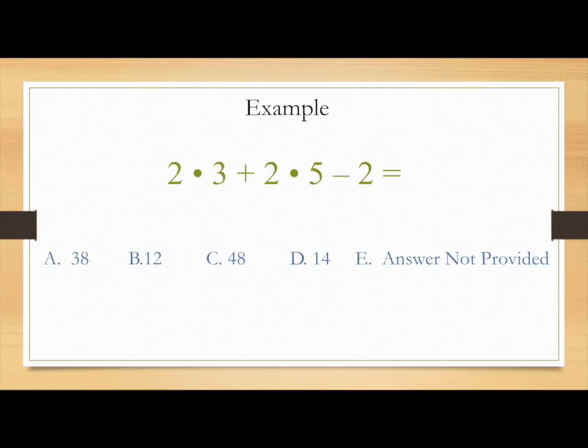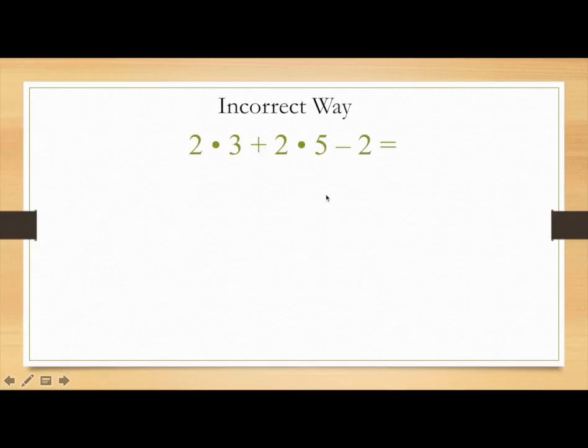Okay, let's see how you did. If you said D, 14, that is correct. If you didn't get 14, you didn't solve this in the proper order. A common error is that people will solve in the order that it appears. Here's an incorrect way to solve this. 2 times 3 is 6, 6 plus 2 is 8, 8 times 5 is 40, 40 minus 2 is 38. That's how you might have gotten the incorrect answer of 38.